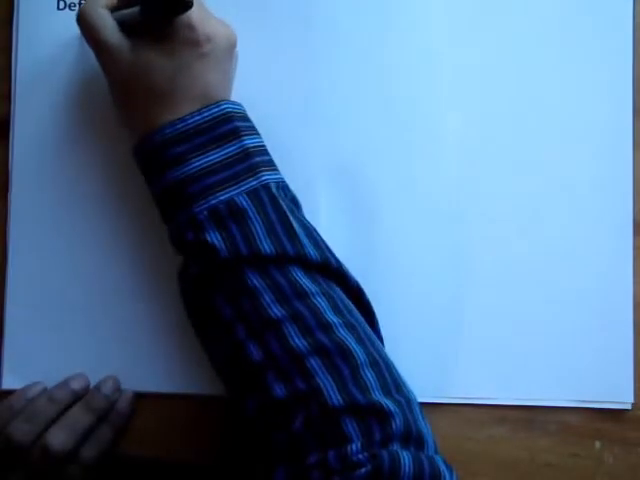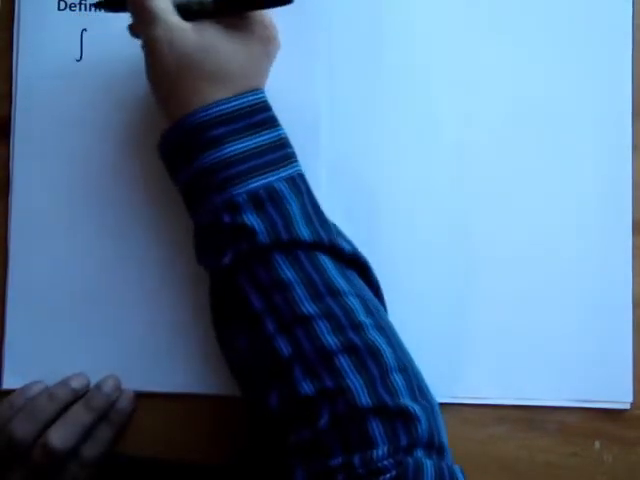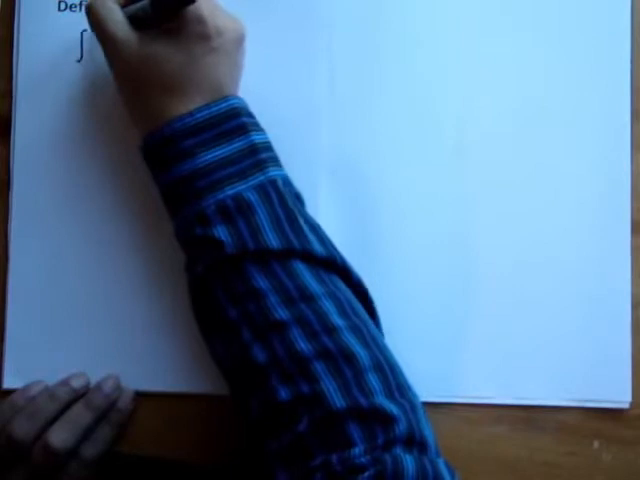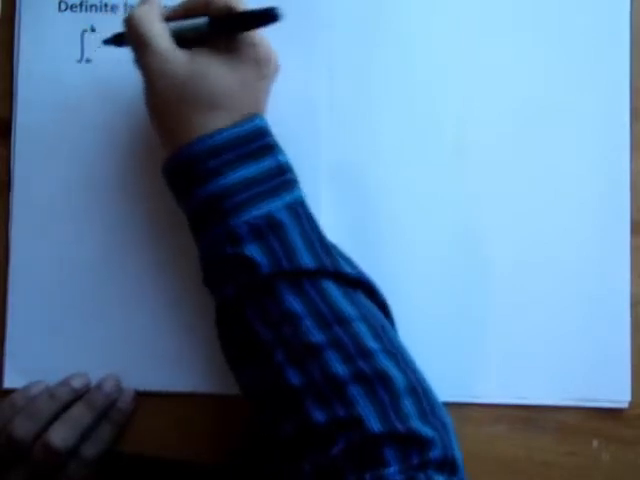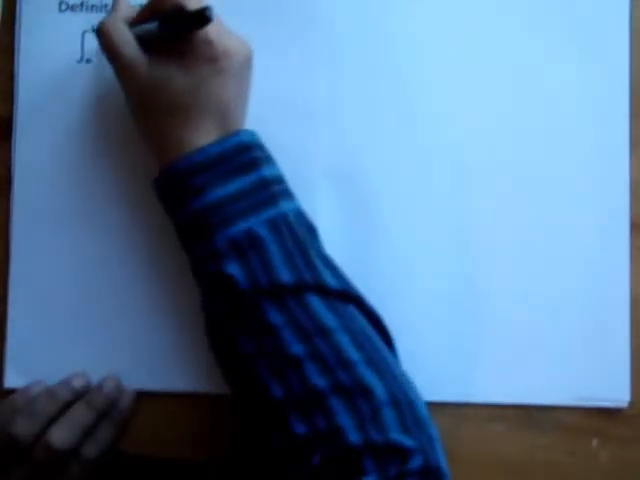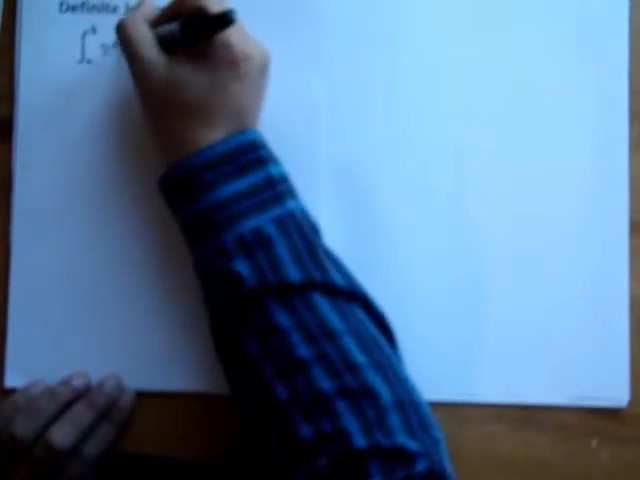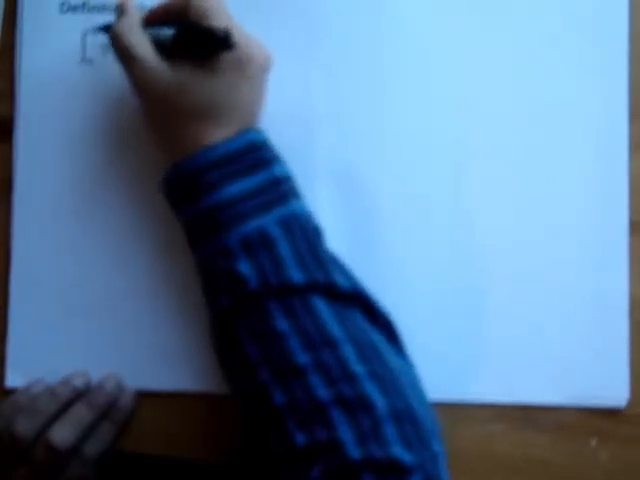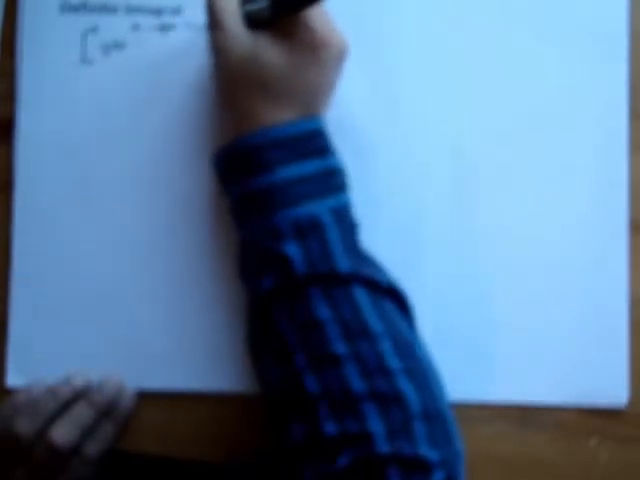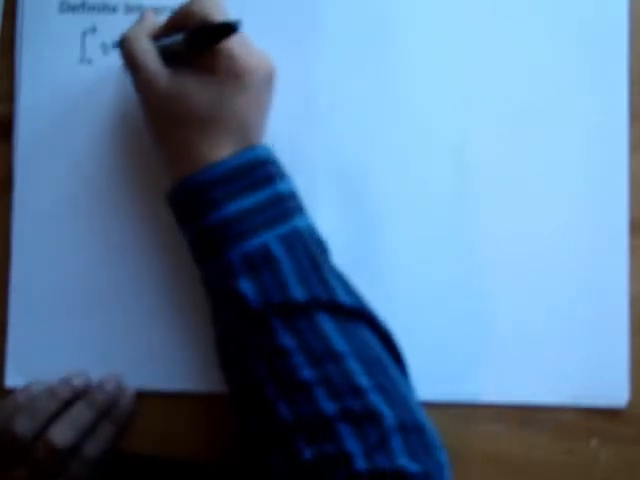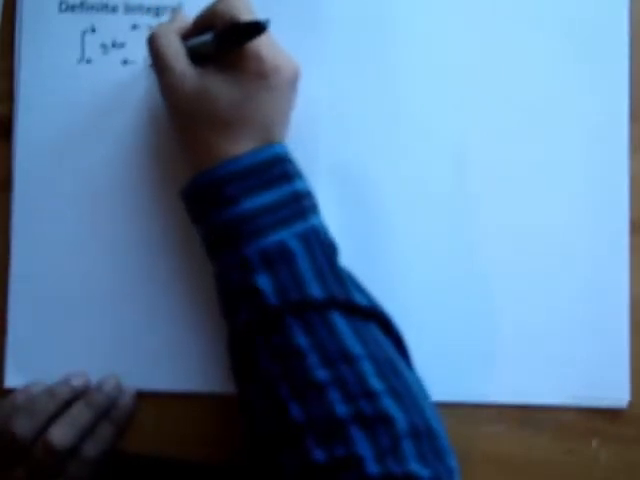When we write this integral sign, it really means the sum of all the little rectangles. So we can just do y dx from b, which is the upper limit, to a, which is the lower limit.